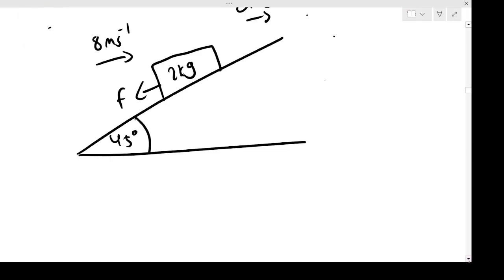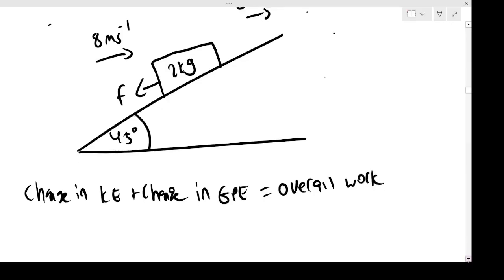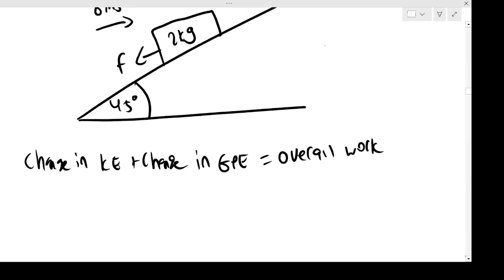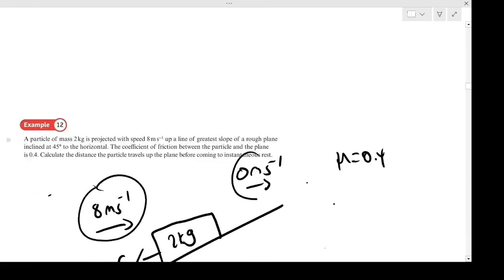Okay. So that's going to require the work energy principle. So that's going to be the change in kinetic energy plus the change in GPE is going to equal the overall work. Okay. So firstly, the change in kinetic energy. That's quite simple because we know the speeds. We know it starts at 8 and ends at 0.